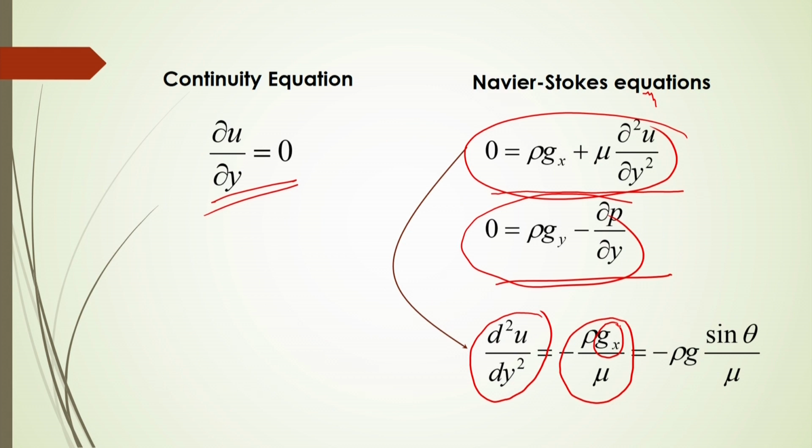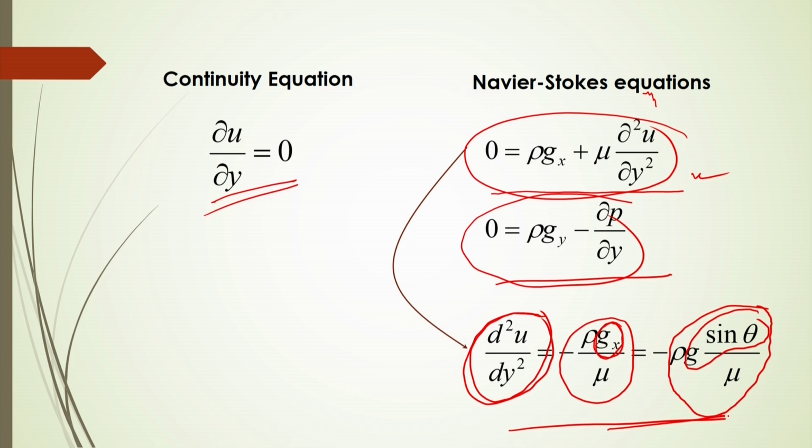If I consider the g x in this x direction, that will be g into sin theta. So ultimately we get rho into g into sin theta by mu, that will be your Navier-Stokes equation based on this x directional flow. From this equation you can further calculate the velocity distribution, and from this you can also get the pressure by this equation.